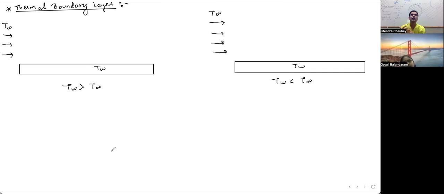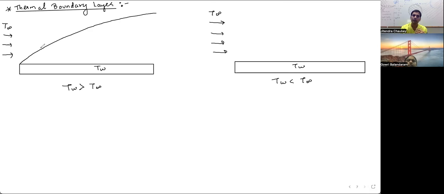Like you can imagine that if they get enough time to remain together, the wall, if it is hotter, and the fluid which is colder, it will try to make the temperature of the fluid equal to the wall temperature. So it is because of this heat exchange that a membrane or an imaginary layer is formed.